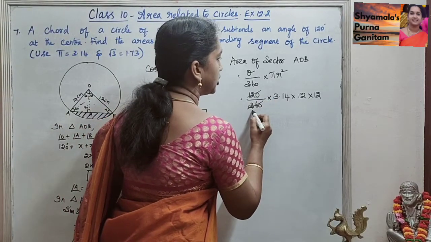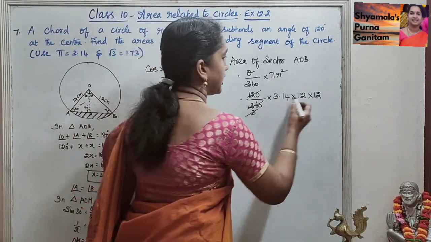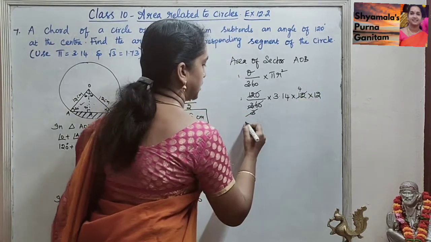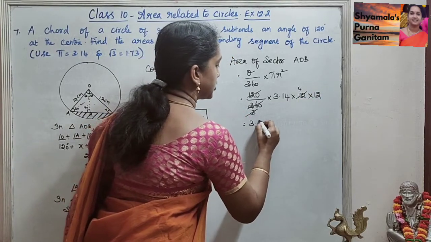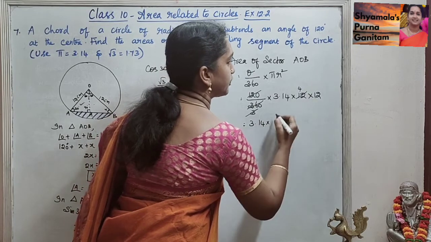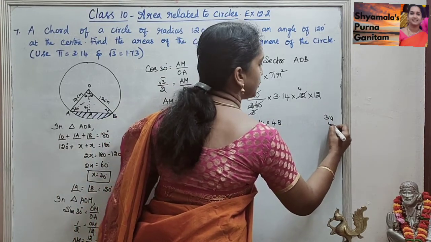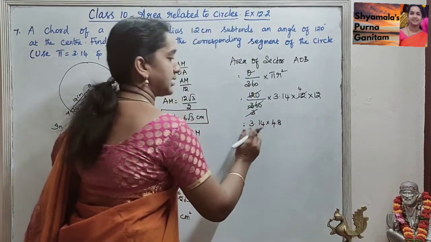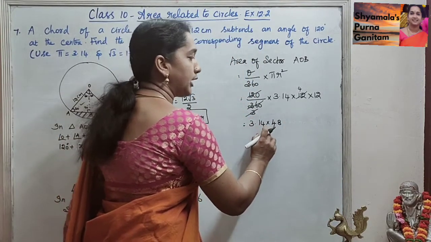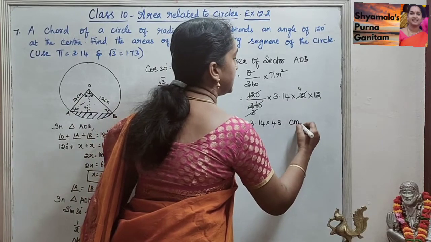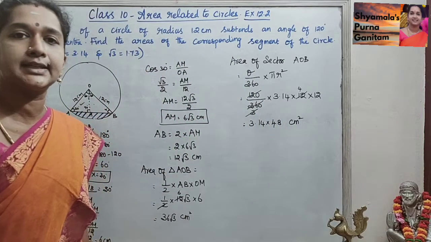So 120 by 360 gives us 1 by 3, and 3 into 4 times 12. So we will multiply all these things. So 3.14 into 12 into 4 is 48. So we will keep this as it is, 3.14 into 48 centimeter squared. So this is the area of the sector AOB.